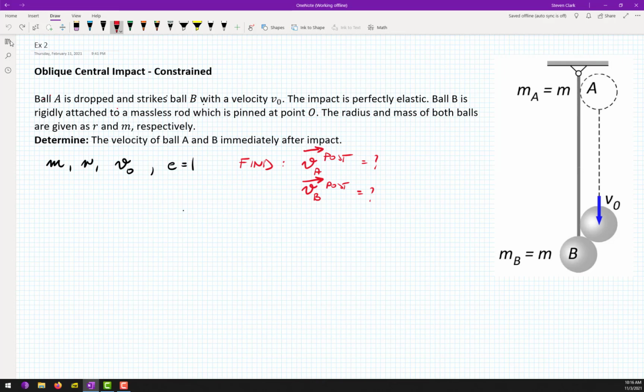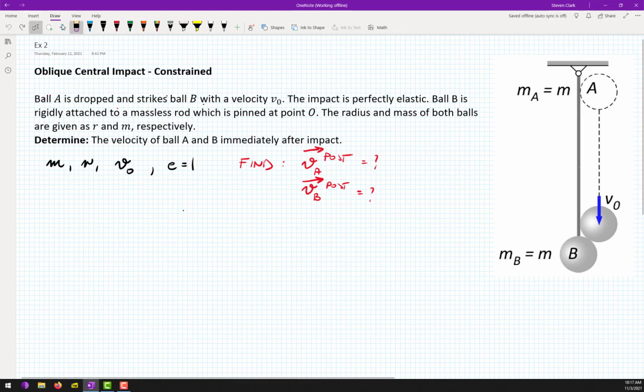Okay, so we have this ball dropped on the other ball. They both have mass m. They both have the same radius. And we know what happens pre-impact. Yes, we know what happened pre-impact, and we know that the impact is elastic, perfectly elastic. What do they ask us for? They ask us to find what happens after the impact.